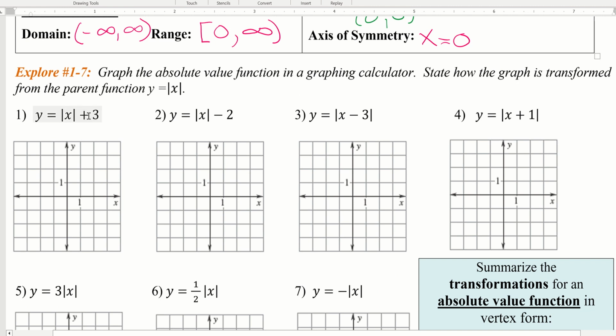So if I was to put this in a graphing calculator, you're going to find out that it comes up here. And it looks something like that. Okay. Whereas number 2, you'll notice here, it's going to look something like this.